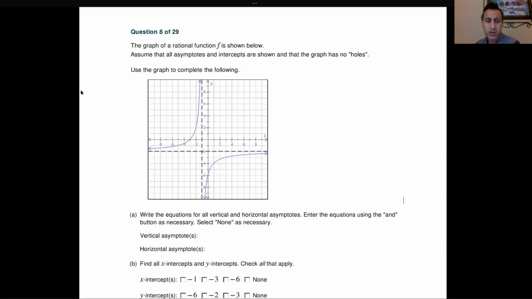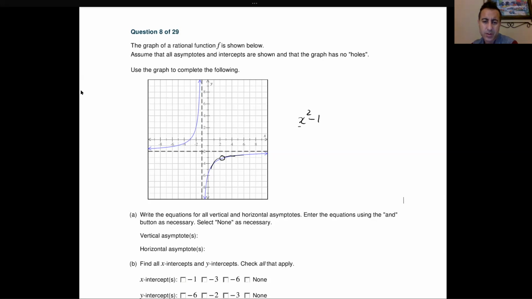So let's deal with this one. The graph of this rational function, f, is shown below. Assume that all asymptotes and intercepts are shown and that the graph has no holes to it. And if a graph has a hole, for example, it's something like, let's say, it keeps going, let's say something like this. And if you haven't seen this before, when does a graph have, for example, a hole in it?